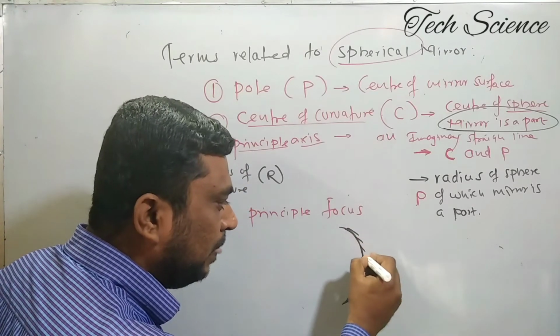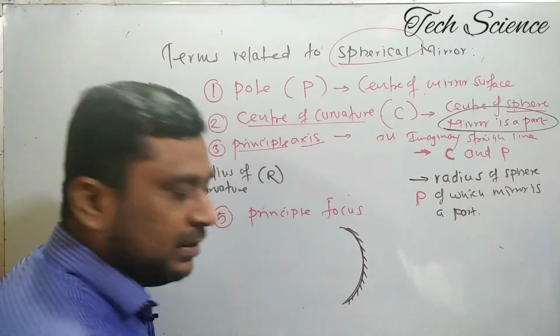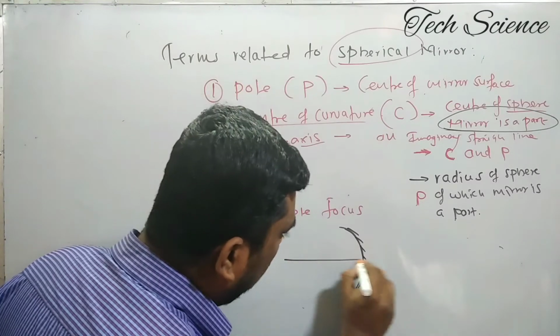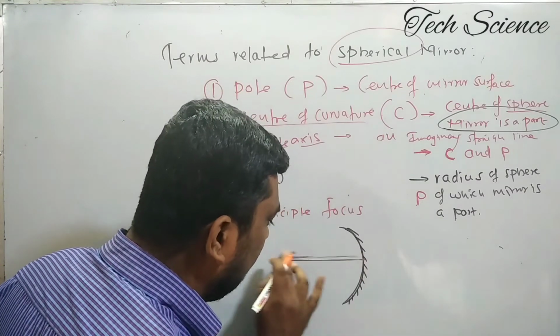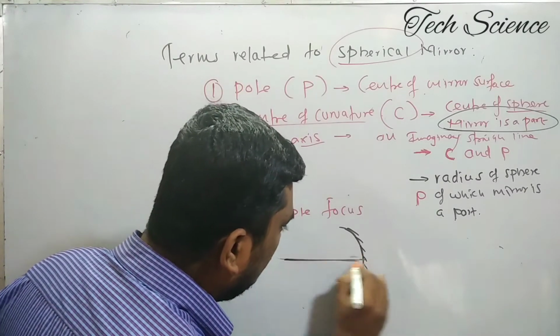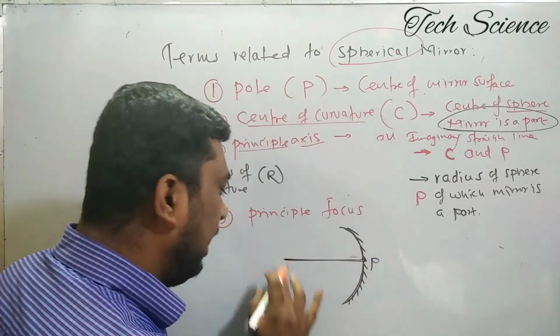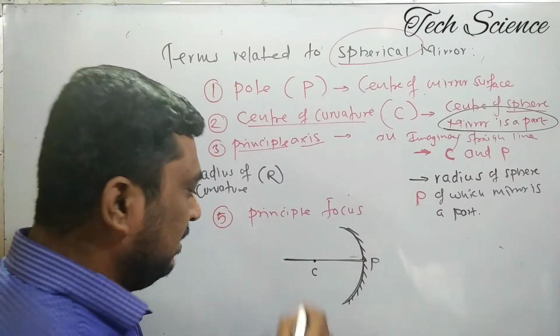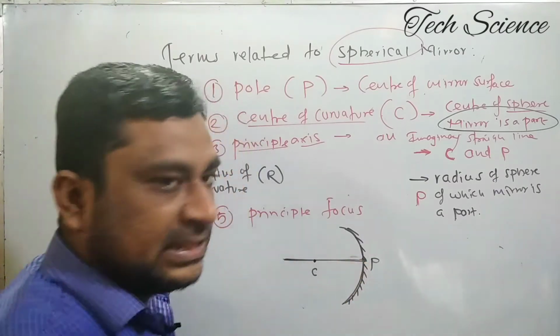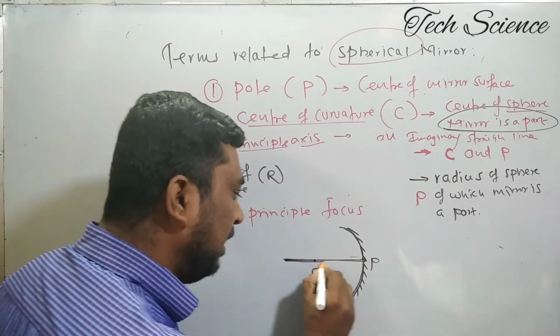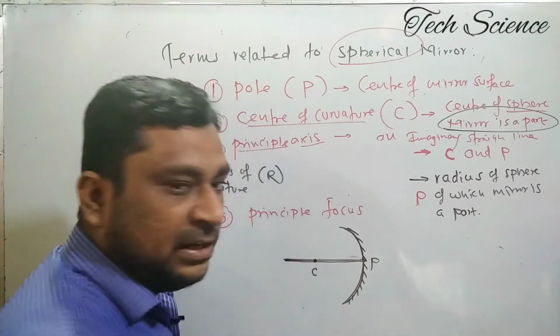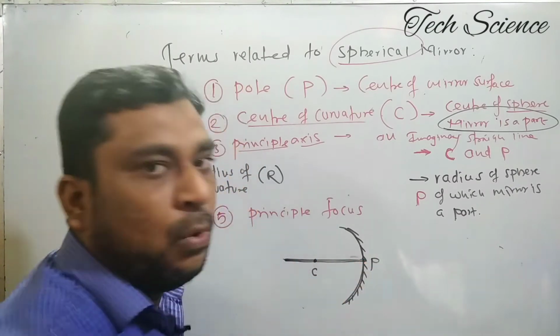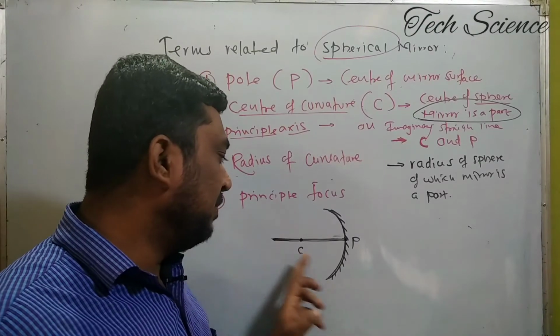Imagine this is a concave mirror. This is the pole, the center of the mirror. It is called the pole. Here we know that it is the center of curvature. Am I right? This is what? The principal axis. This line is called the principal axis. This is the center of curvature and this is the pole. Okay. This is the principal axis.